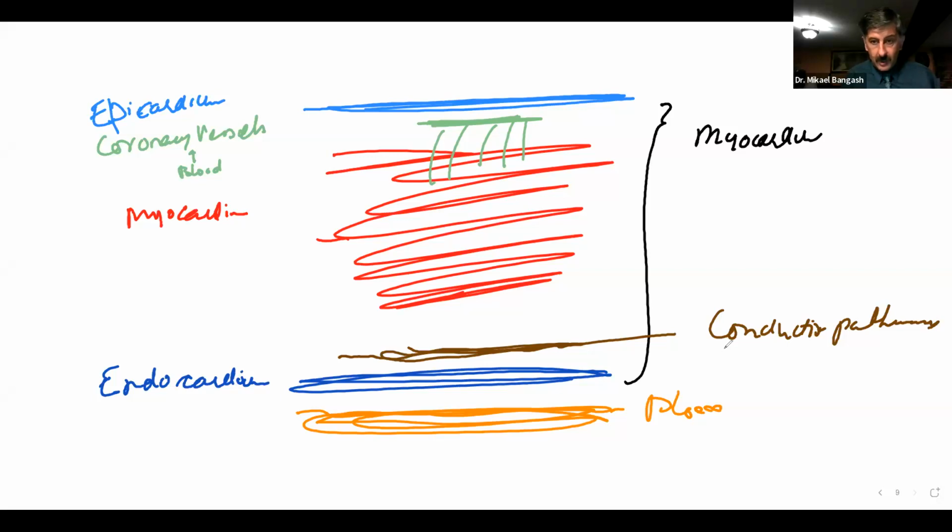And what's going to happen? We have this conduction system, and the electrical signals are traveling. The myocardium will receive its electrical signals from this conduction system. So from the outer side, it receives its blood supply. On the inner side, that's where it receives its electrical signals.